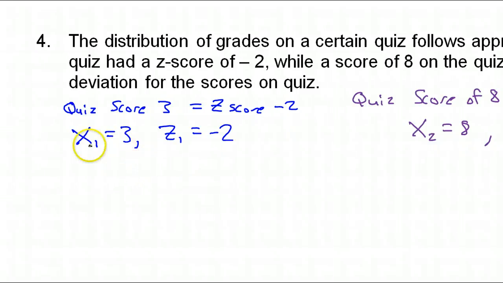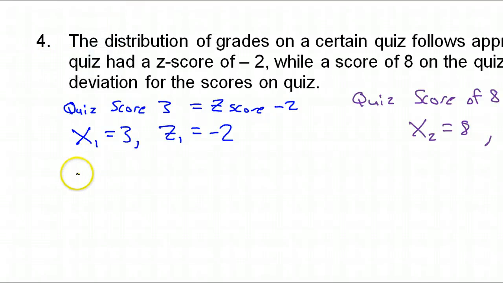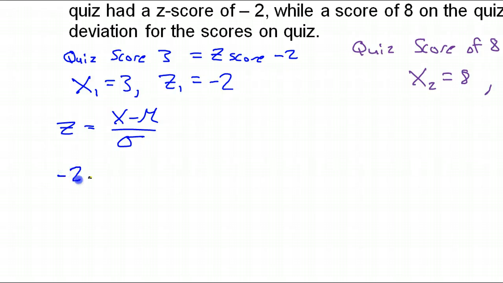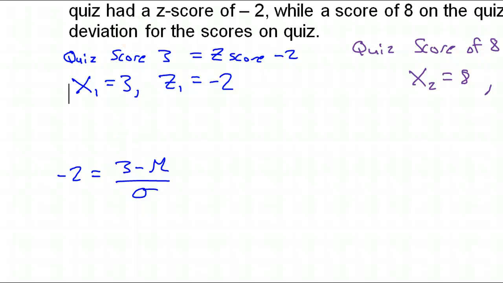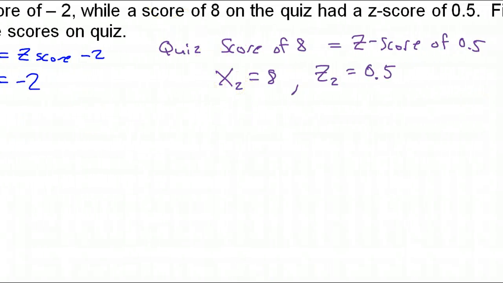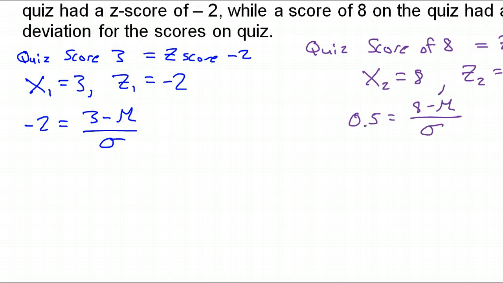Okay. All right, if I use these in the formula, watch what happens. Using the formula that z is equal to the x value minus the mean divided by the standard deviation, then what I have is -2 equals 3 minus the mean divided by the standard deviation. Okay, and just for space, I hope you don't mind if I just erase this and shift it up. Similarly, this one over here is going to give us 0.5. The z is going to equal the x value minus the mean divided by the standard deviation. So we have two equations and two unknowns. So we're going to have to do some substitution here, guys.